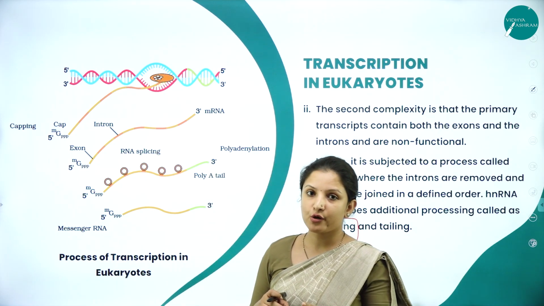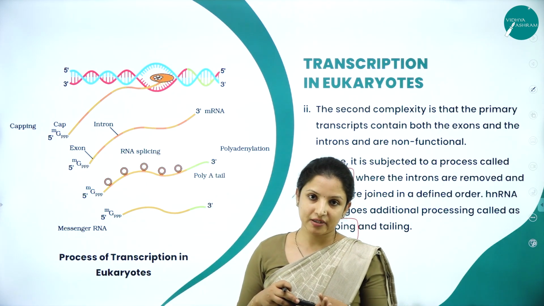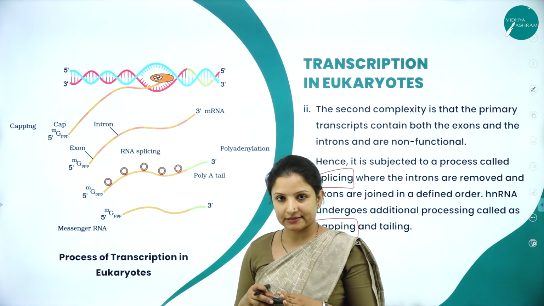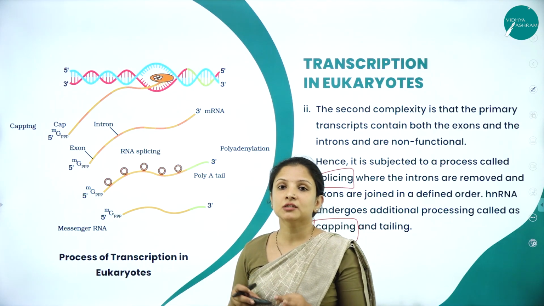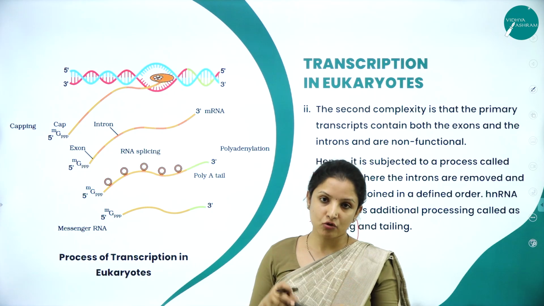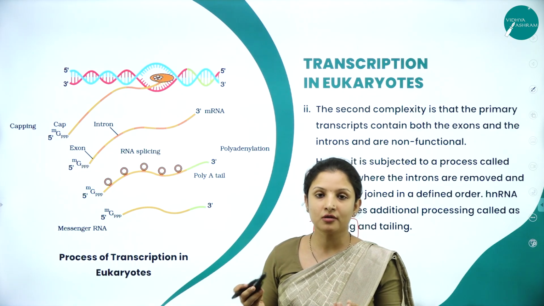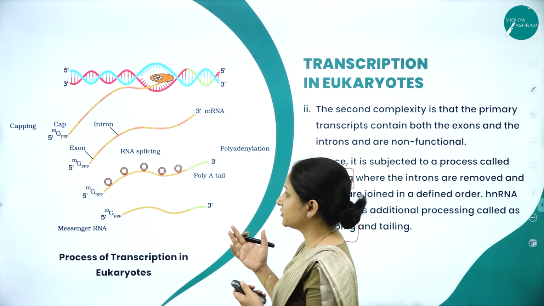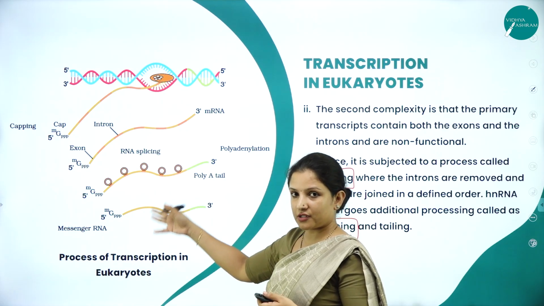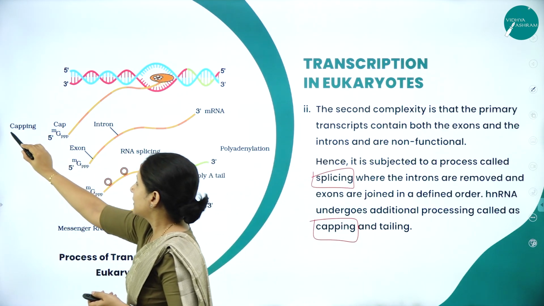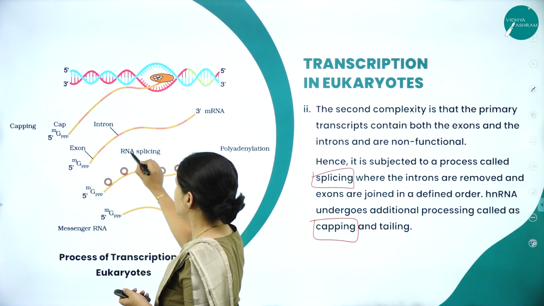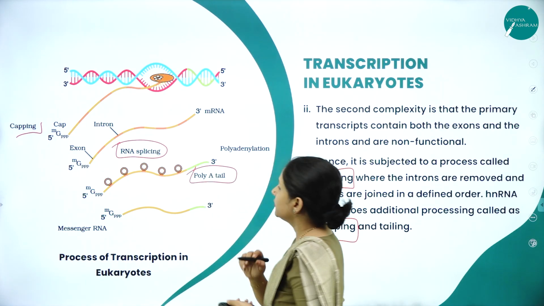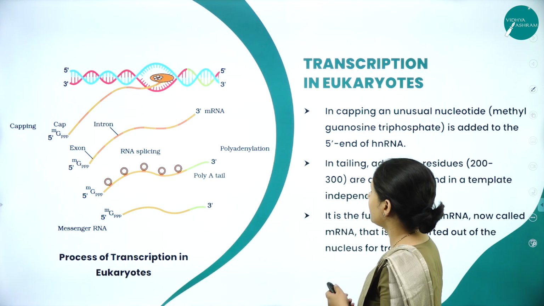One reason is that three different types of RNA polymerase are present in the nucleus, and all three participate in the process of transcription in eukaryotes. And one more thing is that the nascent mRNA is heterogeneous in nature. It will contain both exons and introns, which leads to complexity. Because of these two reasons, additional steps are involved in transcription in eukaryotes: capping, then splicing, and the formation of the tail, that is tailing. We'll study these one by one.